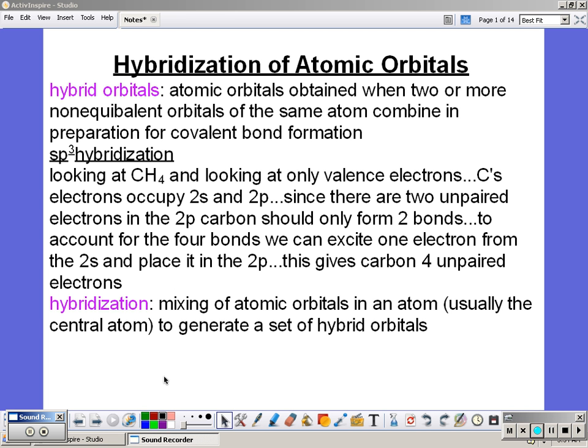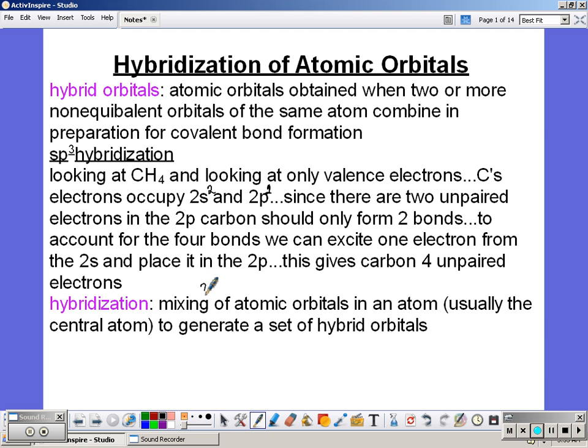Carbon occupies 2s2 and 2p2. Since there are two unpaired electrons in the 2p, carbon should only form two bonds, but that's a very unstable molecule. So to account for the four bonds, we can excite one electron from the 2s and place it in the 2p. This gives carbon four unpaired electrons.